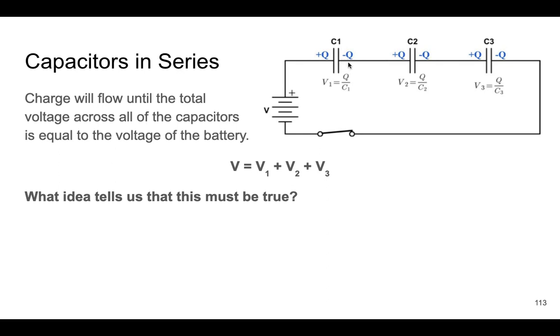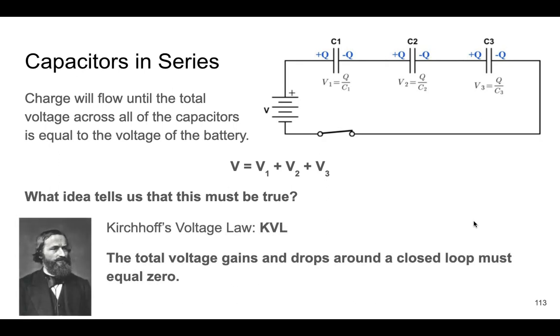And once the capacitors are fully charged, the total voltage across each of the capacitors must equal the voltage being provided by the battery. So what's the idea that tells us this must be the case? KVL, Kirchhoff's voltage law. So if you make a loop, start lower left and go clockwise around, this would be a gain, and then each one of these would be a drop. And it turns out that each of these drops, the sum of all of these drops must equal the gain.